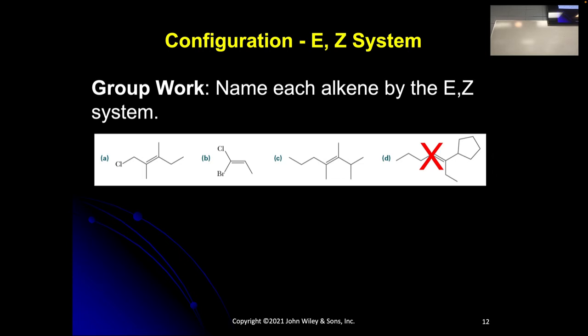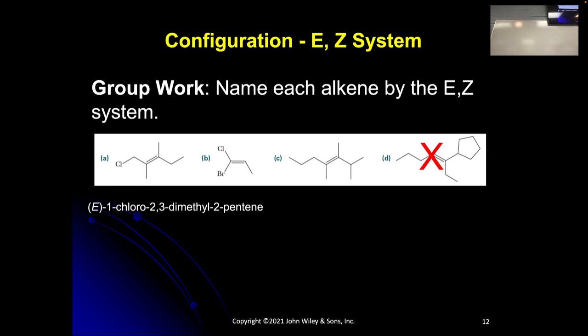So high and high are on the same or opposite side? Opposite. They're opposite, so it's going to be an E, right? So when I name this, I'm going to find that it's E-1-chloro-2,3-dimethyl-2-pentene. So which way did I number? Did I number this way or this way? I number from left to right.